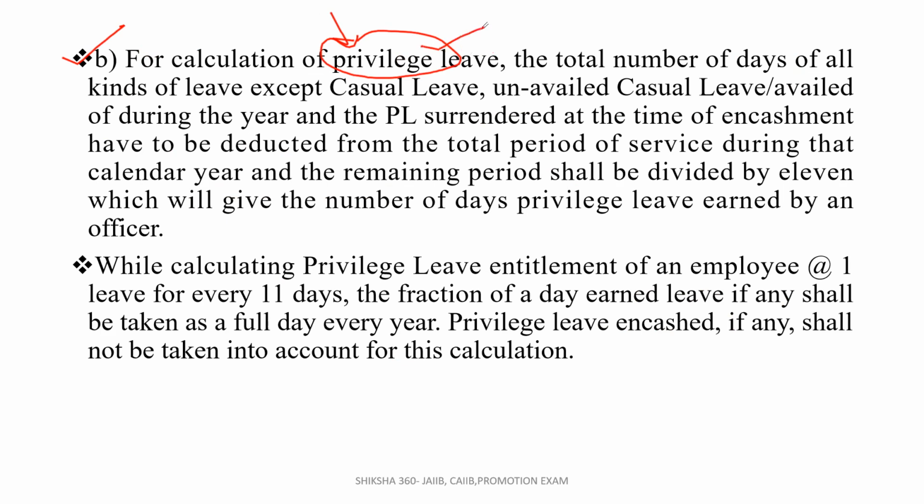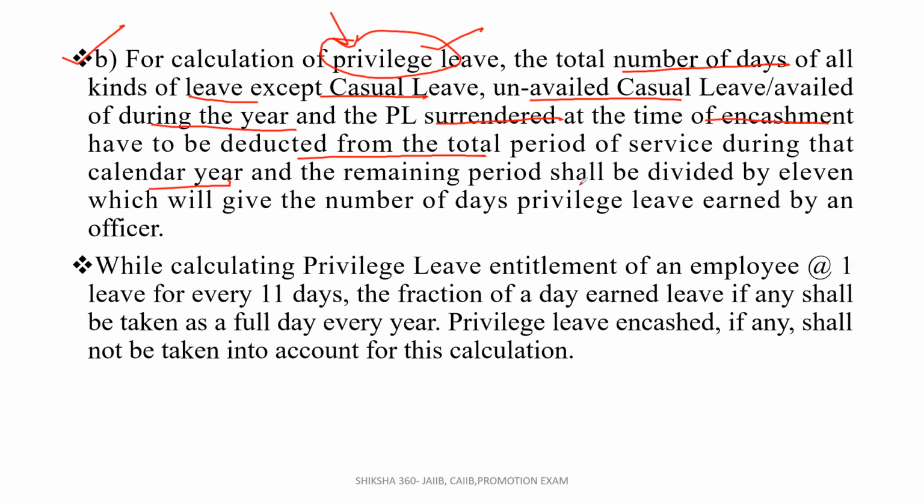So for the calculation of privilege leave, the total number of days of all kinds of leave except casual leave, whether unavailed casual leave or availed during the year, and the PL surrendered at the time of encashment, like LFC encashment or 5 days or 7 days encashment, have to be deducted from the total period of service during that calendar year. Clear? These leaves have to be excepted; if you take them, then while calculating the PL, they are to be treated as working days.